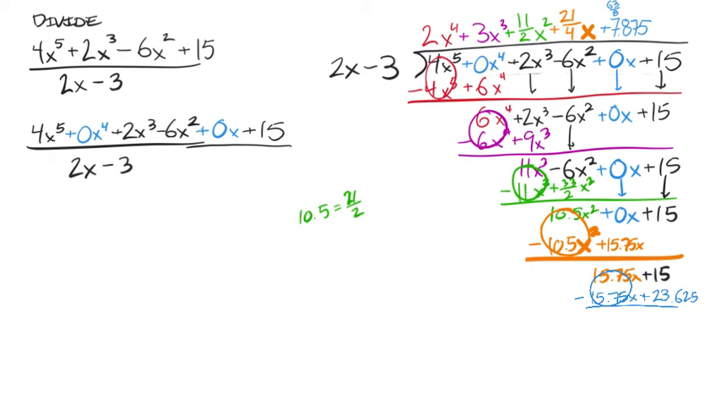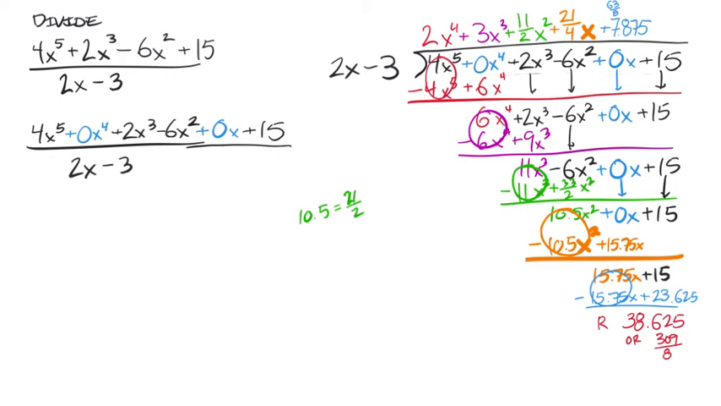Then I just got to add that to 15. That'll give me my remainder, which is still pretty ugly. But the remainder here, 38.625. Or if you want the fraction, which I don't know that anyone does, but 309 eighths. There we go.